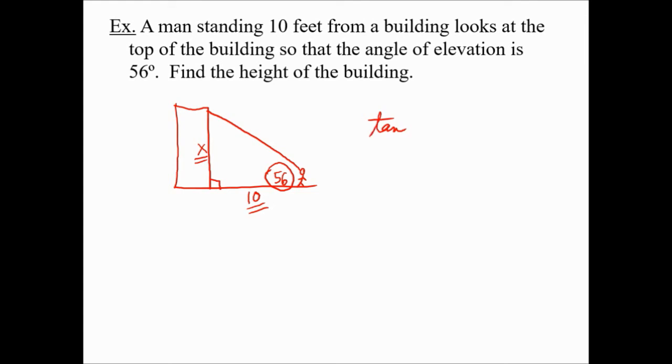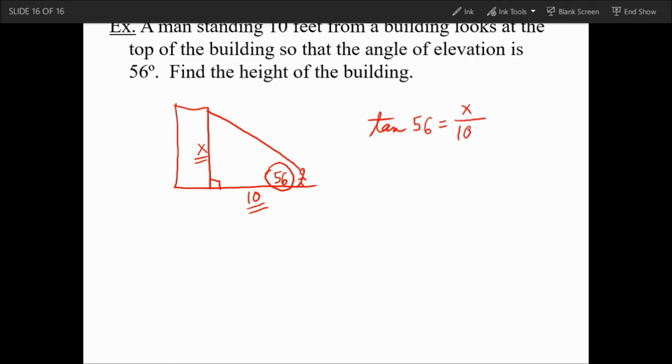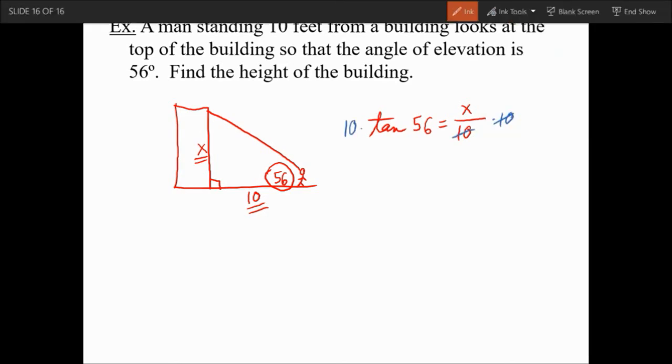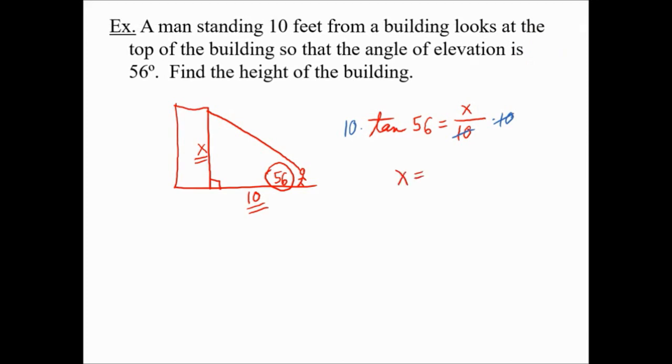Next to the tangent, I always put the angle. So tan 56. And tangent is opposite over adjacent. I want to get rid of the fraction, so I'm going to multiply both sides by 10. And so I get x equals 10 tan 56. Finally, I'm going to type that in my calculator, and I'm getting 14.8. So it looks like the building is 14.8 feet tall.